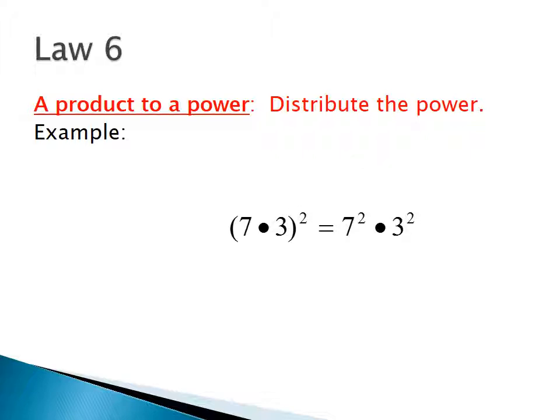Same thing is when we have variables. If we have x, y, and z raised to the third power, we can distribute the power. So we're going to end up with x to the third, y to the third, and then multiplied by z to the third. And that's called distributing the power.